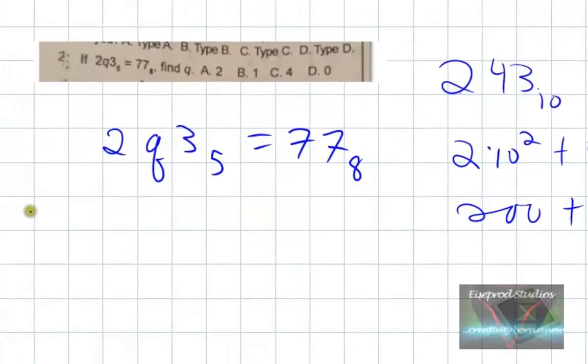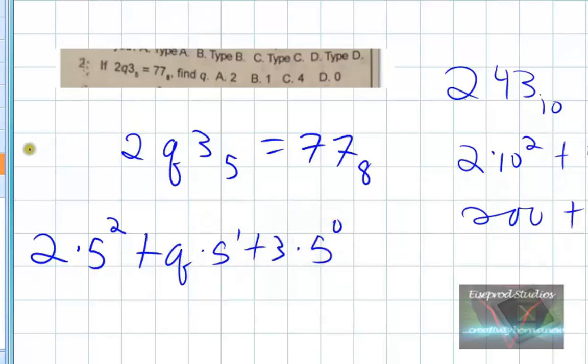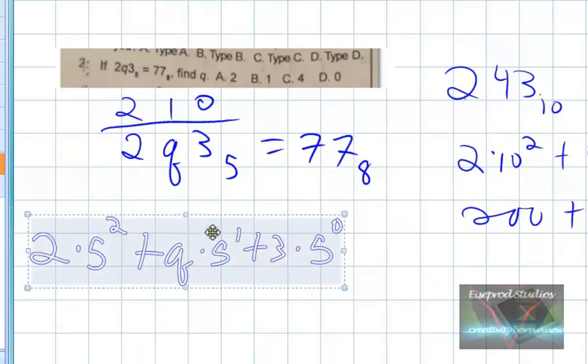So writing this out like I just did before, we're going to do 2 times 5 squared plus q times 5 to the first power plus 3 times 5 to the 0 power. Remember that when you're working with bases, each position of the number goes up in order going from right to left. So this 3 would be in the 0 position, q would be in the 1, 2 would be 2, and so on and so forth. So that could help you also remember how to position things.